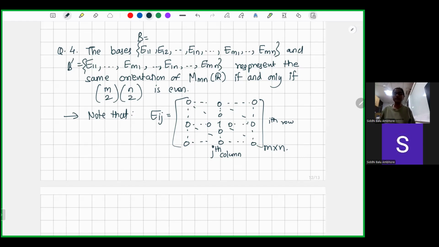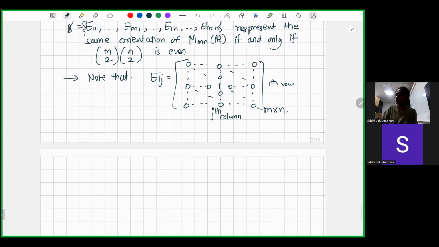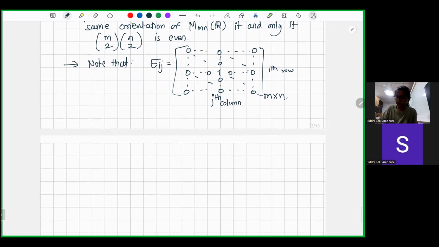They are saying that they will have the same orientation if and only if this number, m choose n and m choose n, is even. Okay. And so let us see how the elements in the B1 look like.